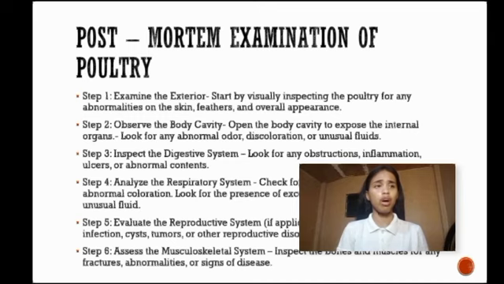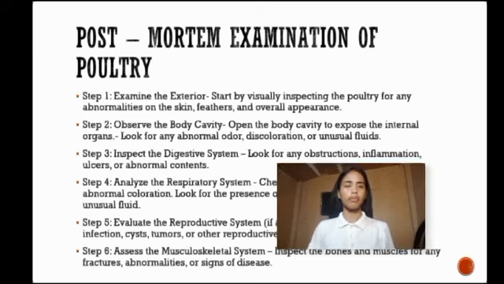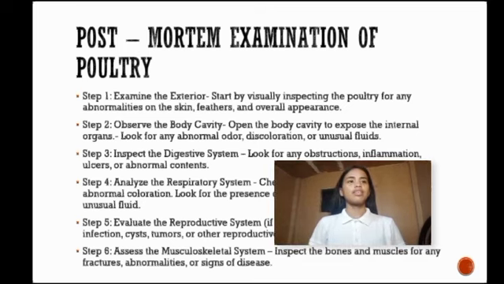Inspect the esophagus, crop, proventriculus, gizzard, and intestine. After separating the digestive system, you should systematically examine different parts of it, such as esophagus, crop, proventriculus, gizzard, and intestine. Look for any obstructions, inflammation, ulcers, or abnormal contents. During the inspection of each digestive system component, pay close attention to the signs of potential issues. Identify the presence of parasite worms in the digestive system.